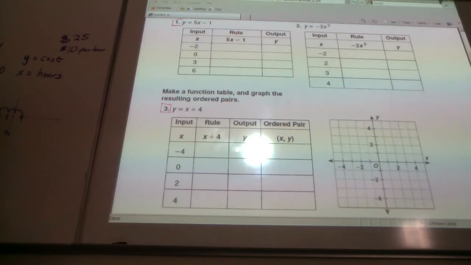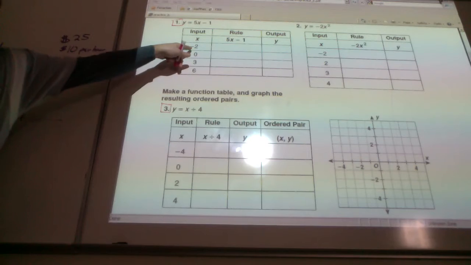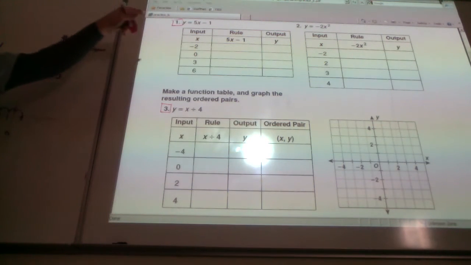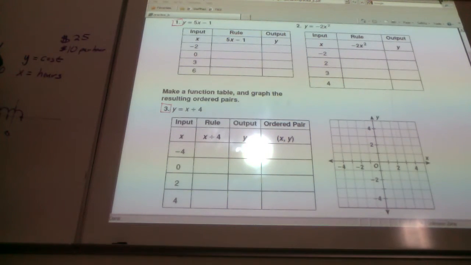Okay. Hopefully everybody created their input-output charts and we're able to put in our values. So for problem number 1 up on the board, what did we have to do with this -2 right here? What was the job of that -2? What was the purpose of that -2?